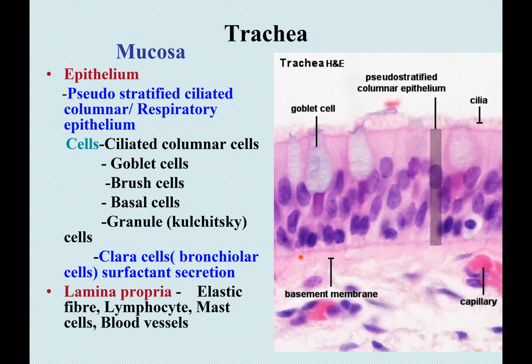Then in the trachea, we will not see the surfactant secretions unless we are getting a bit closer to the bronchus. Then in the lamina propria, as you can see, there are blood vessels and capillaries. Within the blood vessels, we can see some lymphocytes and some mast cells. The mast cells are there to release histamine. So the mast cells will release histamine, and that histamine is responsible for inflammation.